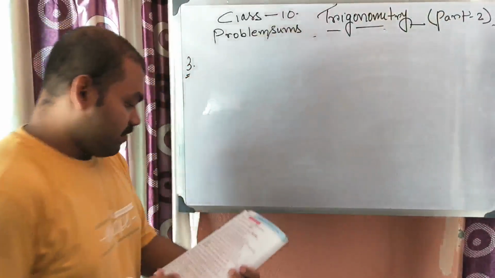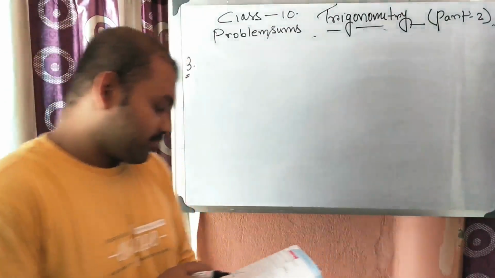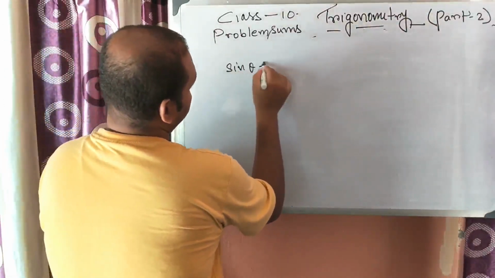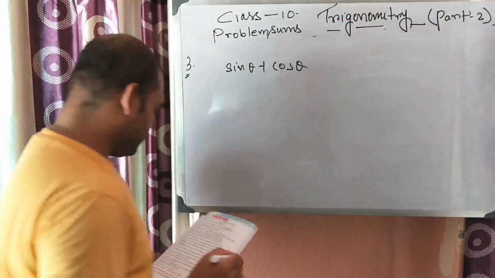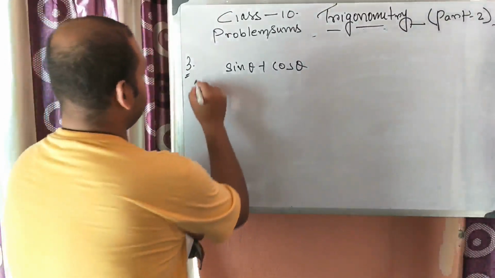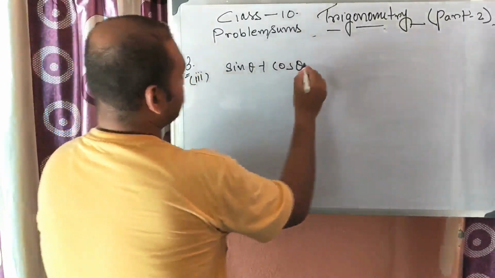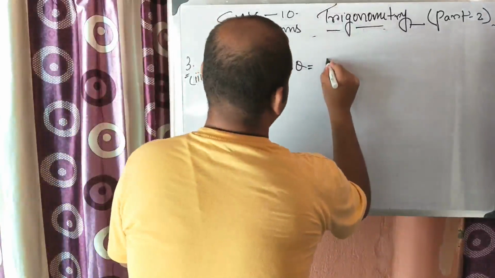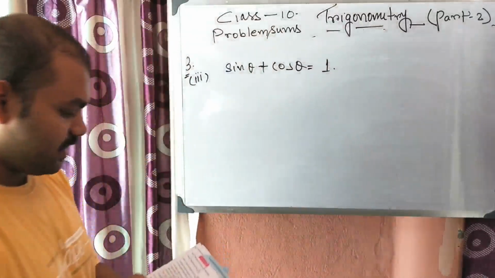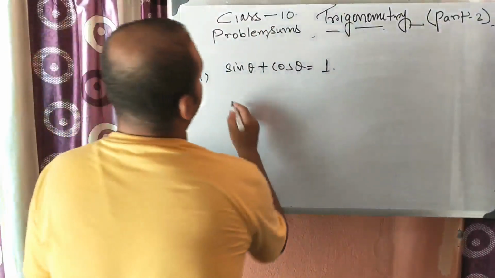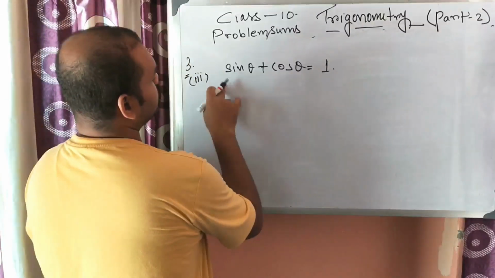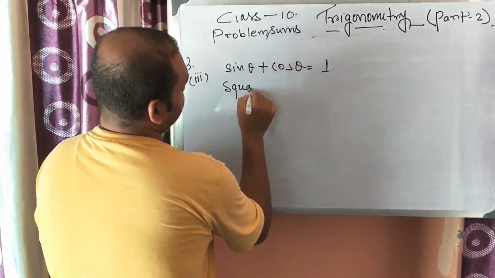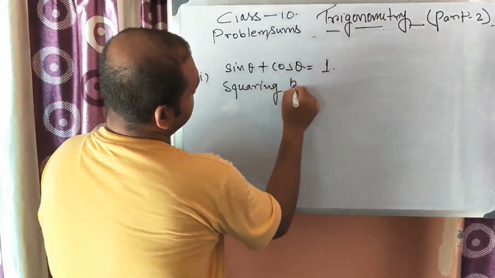So sum 3: sin theta plus cos theta is equals to 1. Then you need to find out the value of sin theta into cos theta. Very easy. So how to do? Just square it up. Squaring both sides.